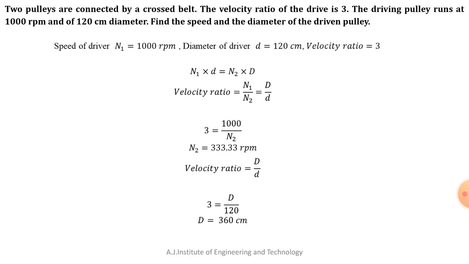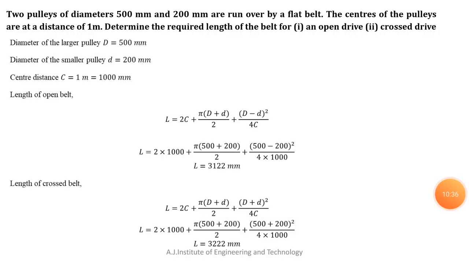Now we'll discuss the fourth problem. Fourth problem, I will read the problem. Two pulleys of diameters 500 mm and 200 mm are run over a flat belt. The centers of the pulleys are at a distance of 1 meter. Determine the required length of the belt for an open belt drive and cross belt drive.